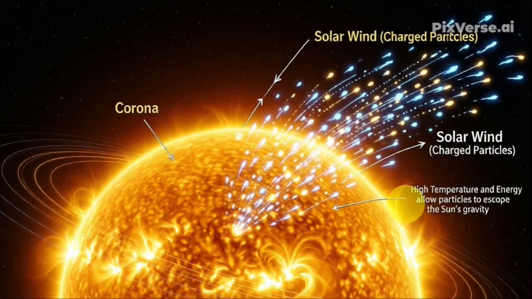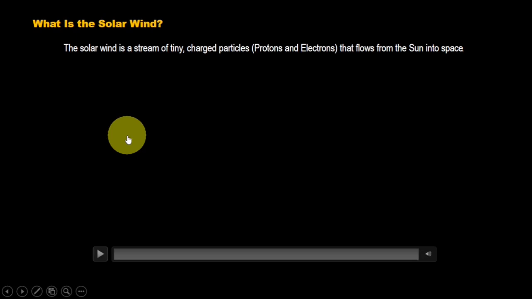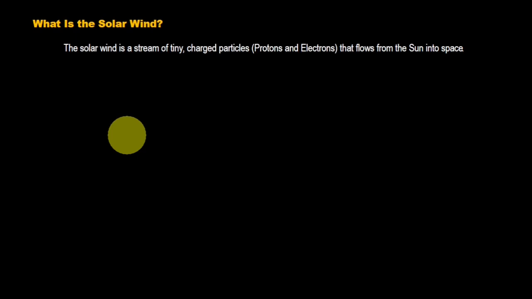So here's the picture that describes everything that I've just talked about. Here are the charged particles, the electrons, the ions, so they become solar wind. Here's the corona. At the corona, the temperature is very high, allowing the particles to escape the sun's gravity. So what is this solar wind? I want to define solar wind. Solar wind is a stream of tiny charged particles, the protons and the electrons, or you can call them ions and electrons, that flow from the sun into space.